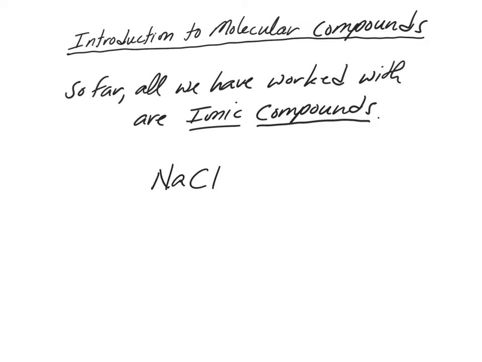Here's an example. Sodium chloride is an ionic compound. It is made of ions. It's made of sodium ions and chloride ions. I've just drawn two ions. They are attracted to each other because they have opposite charges. Sodium ion has a positive charge. Chloride ion has a negative charge.